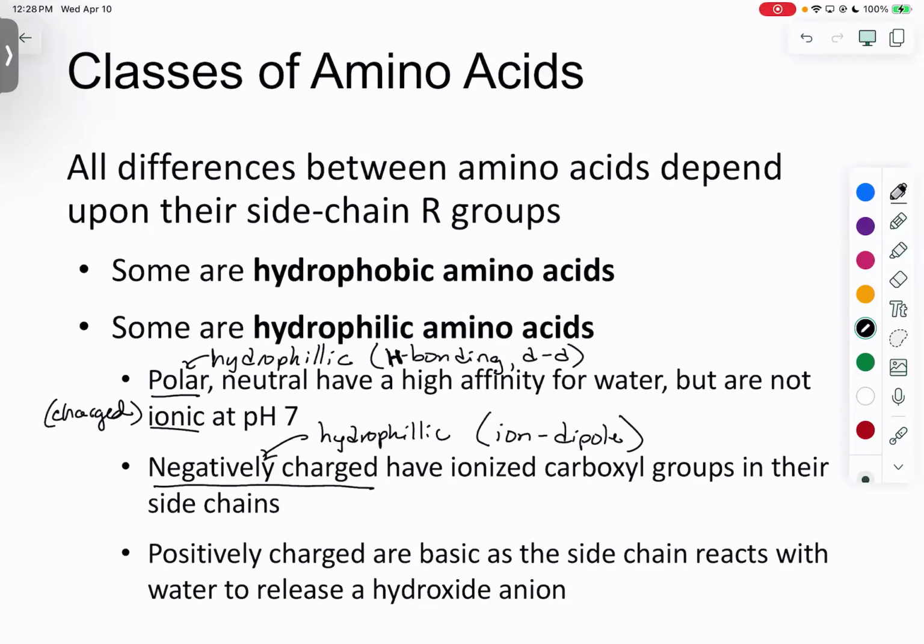You could be positively charged. So if you're positively charged, it's the same thing as negative. You're very hydrophilic. Again, you can make that ion-dipole interaction with water.